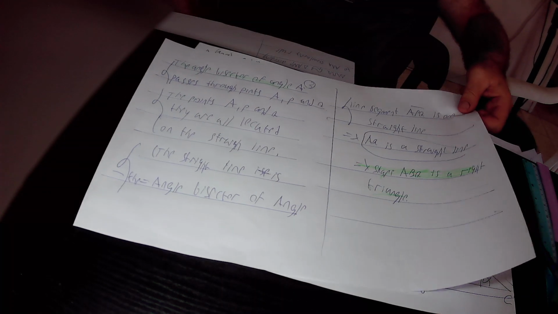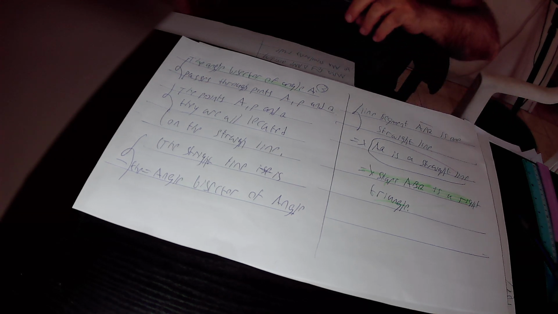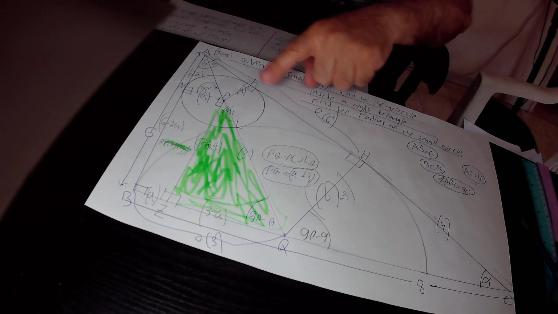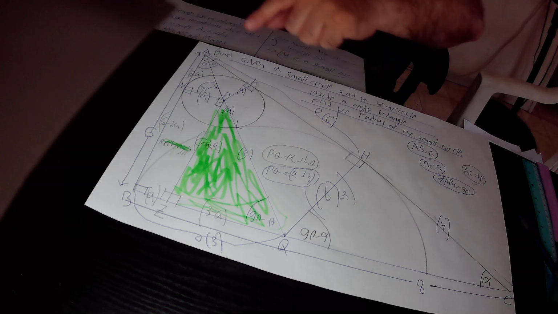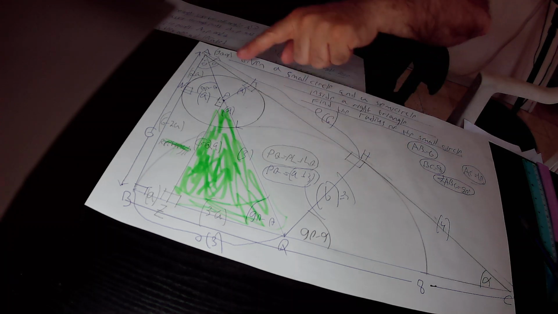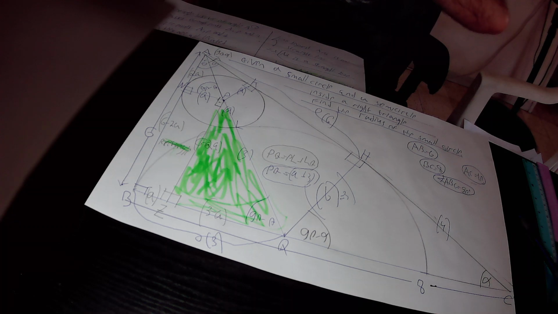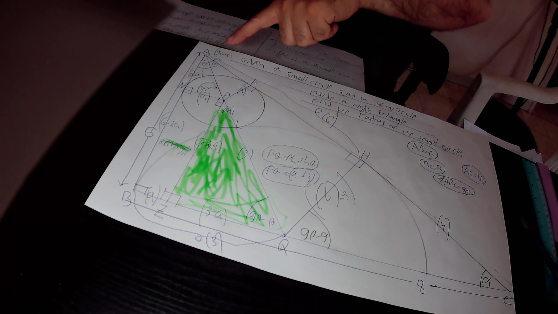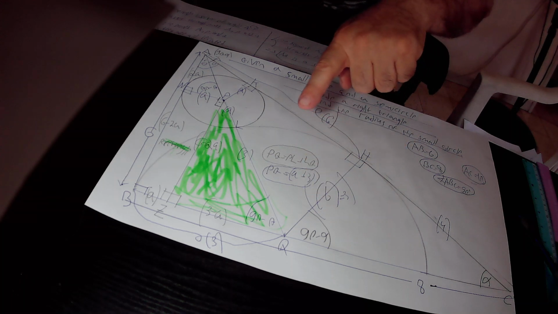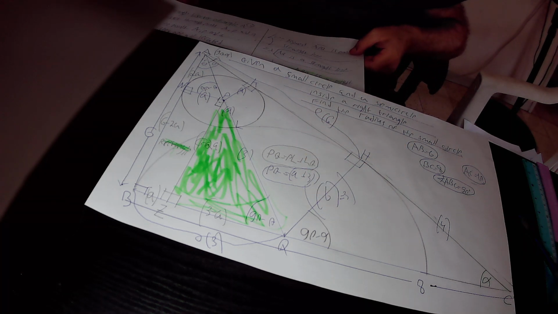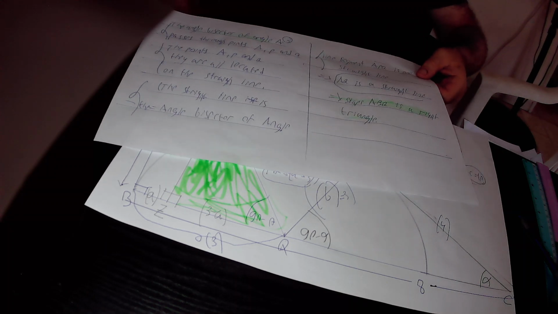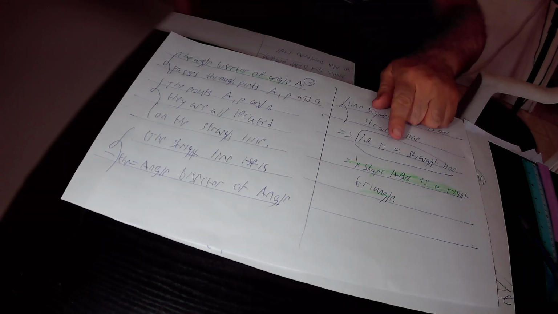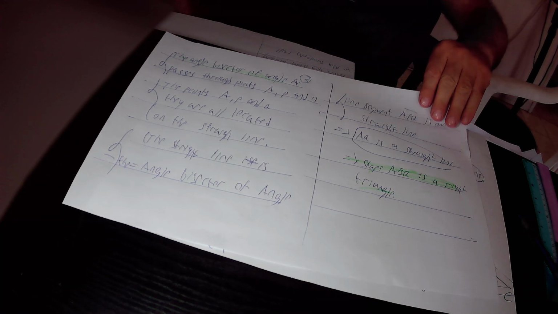And again, we found out that line segment APQ is one straight line. If line segment APQ is one straight line, it means that AQ is also a straight line. If AQ is a straight line, it means that shape ABQ is a right angle. Here, shape ABQ is a right triangle.